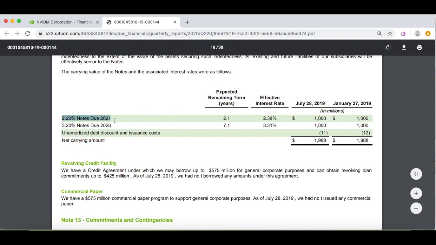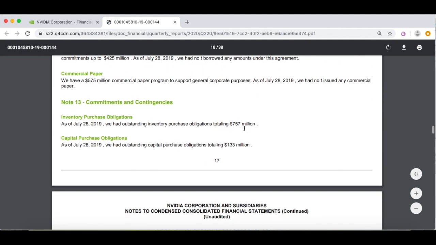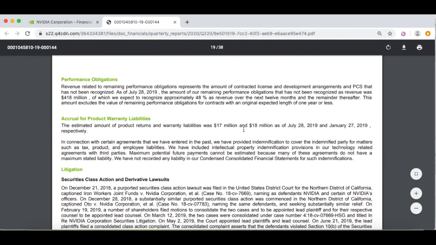Here are when the notes are due. But guys, when you're borrowing money at 2%, trust me, there's no hurry in paying that money off because it's virtually free. Unbelievable. Unbelievable when you see that.